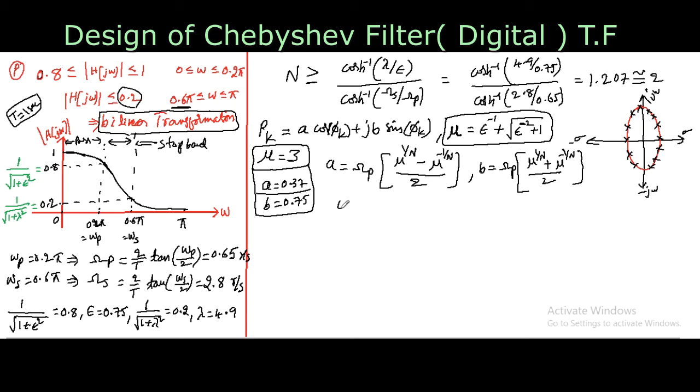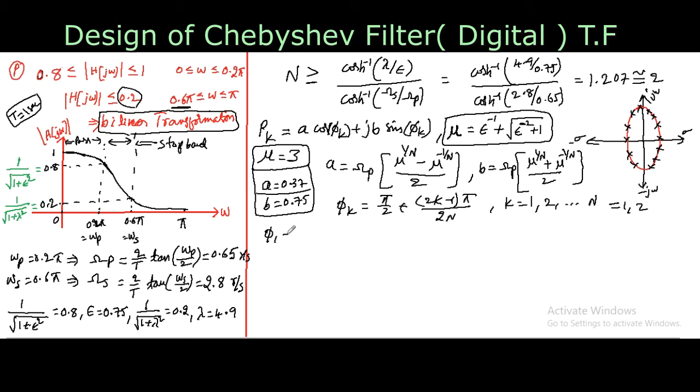For the angle representation, the same formula is used. Phi k is equal to pi by 2 plus (2k minus 1) into pi by 2n. Then what is the k range here? The k range starts from 1 and goes up to n. According to the given problem, n is 2, so we take k as 1 and 2 only. Substitute 1 and 2 for k and find the angles.